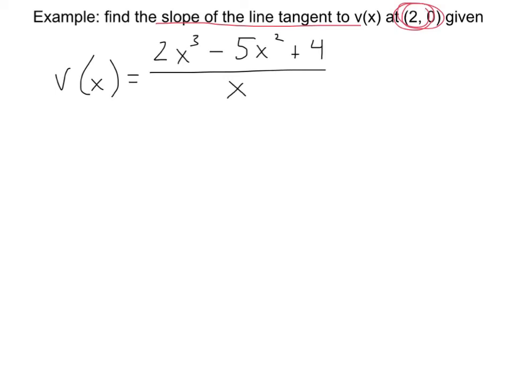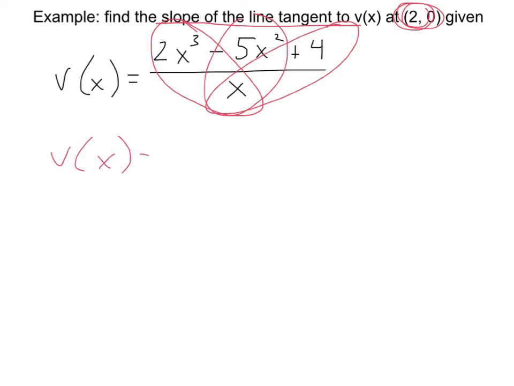So the first thing I'll do is take the derivative, but I don't have a quotient rule, so I'm going to have to do this problem like, and I think we've talked about this before, where we split this thing into 3 separate fractions, right? So I'm going to have v of x, not the derivative, just the function. V of x is 2x cubed over x minus 5x squared over x plus 4 over x.